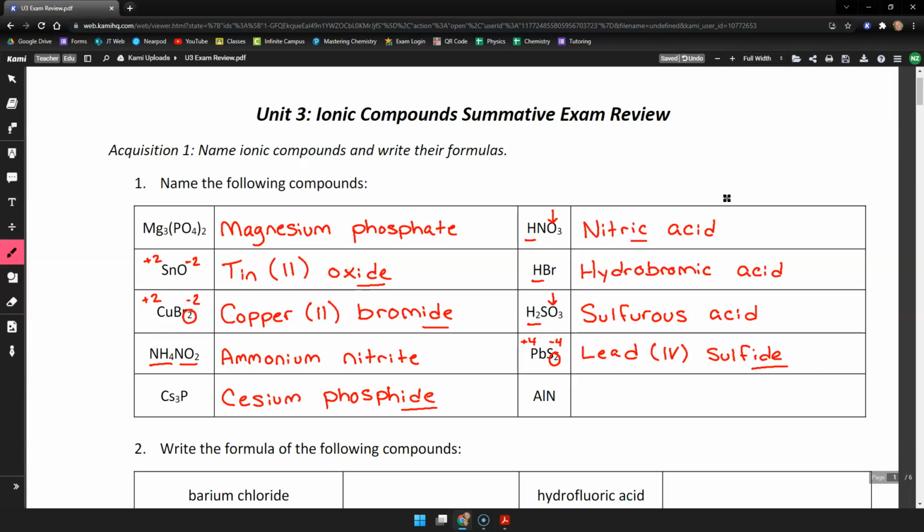Right, next we have aluminum and nitrogen. Just like all the other ones, except for our acids, of course. The cation, we just write it out, so it's going to be aluminum. Okay, and nitrogen, we're going to change the ending of nitrogen to IDE. Nitrogen is just nitride. And that's it. So those are all the namings.